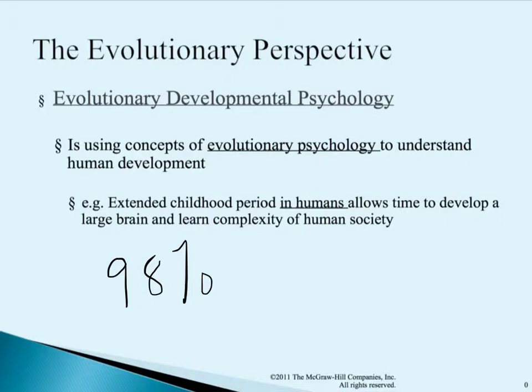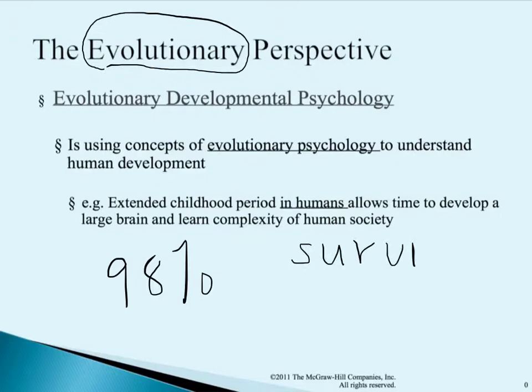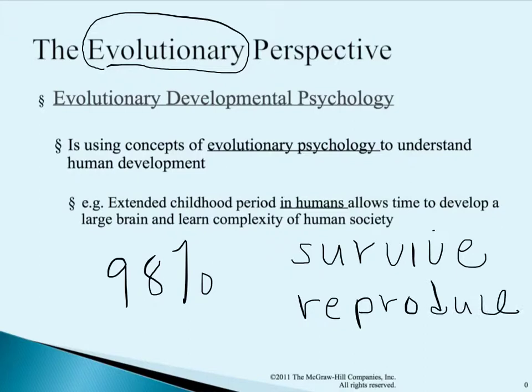Evolutionary psychology, the evolutionary perspective on human development, argues that the mind is shaped by the pressure to survive and reproduce. Think about that. The mind is shaped by the pressure of the species to survive and reproduce. They argue that that explains all of our development. What do you think?